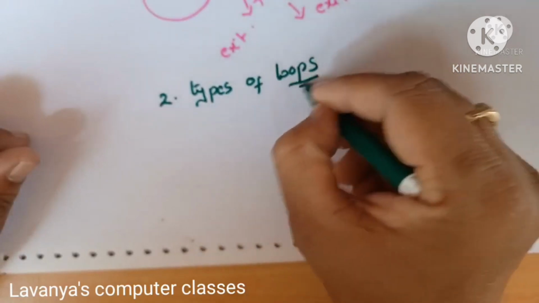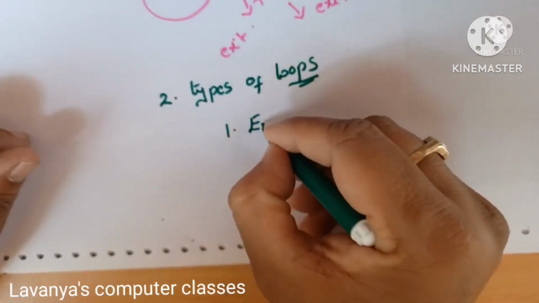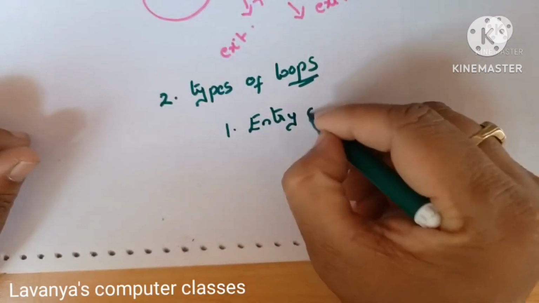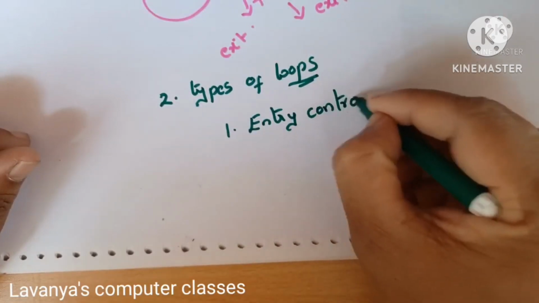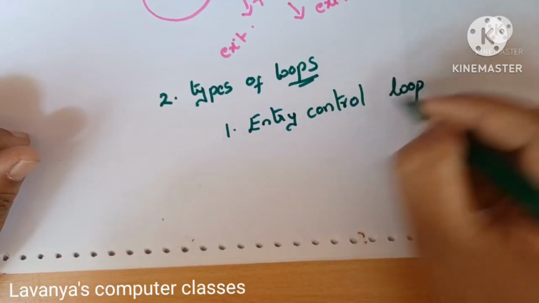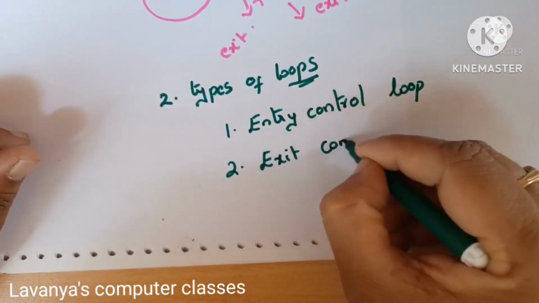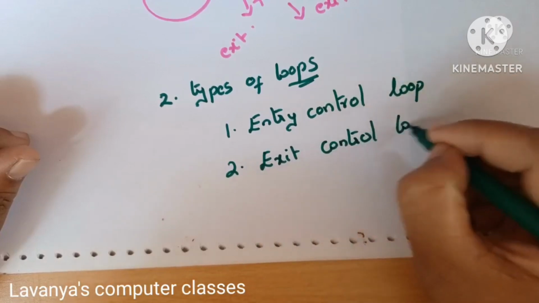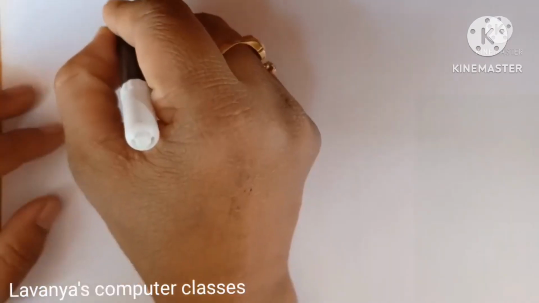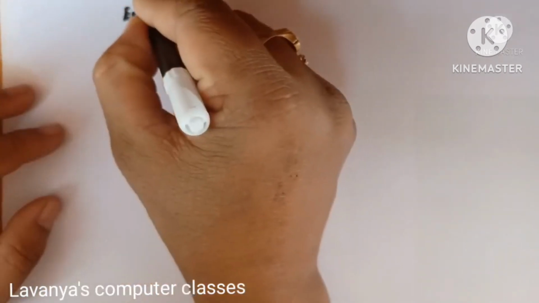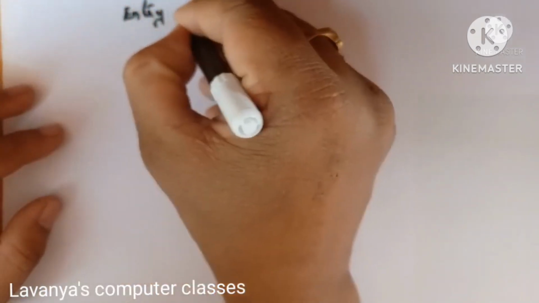First one is the entry control loop. Second one is the exit control loop. Entry control loop statement, exit control loop statement. Now I will explain these 2 categories. First one is the entry control loop statement.